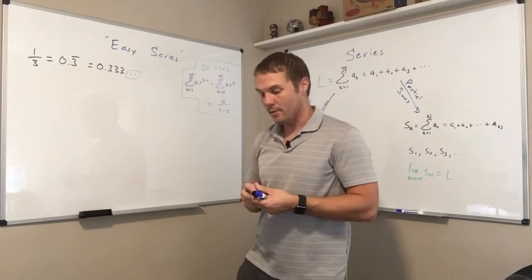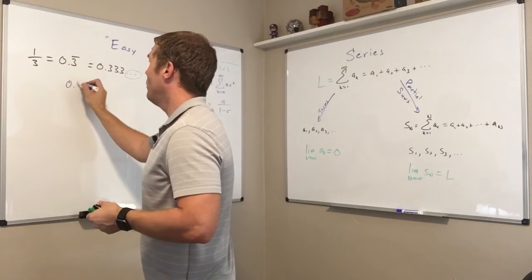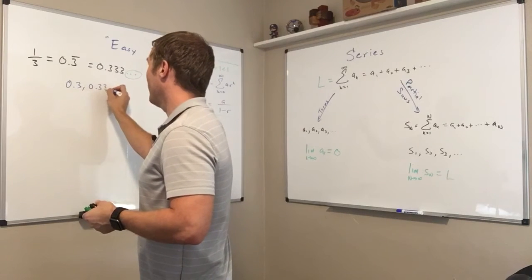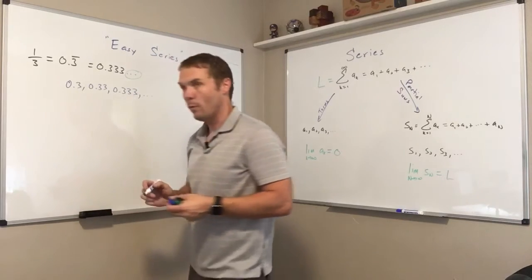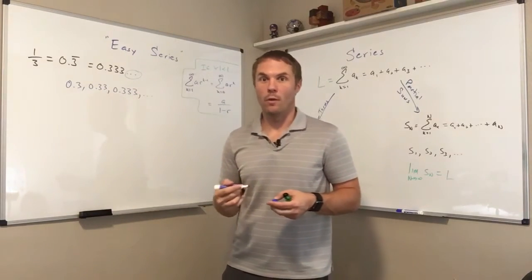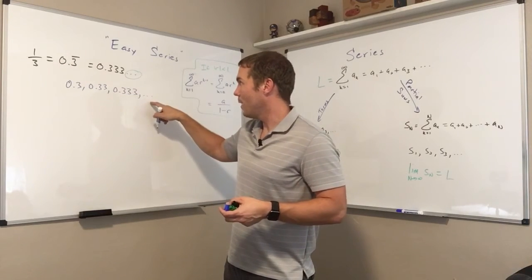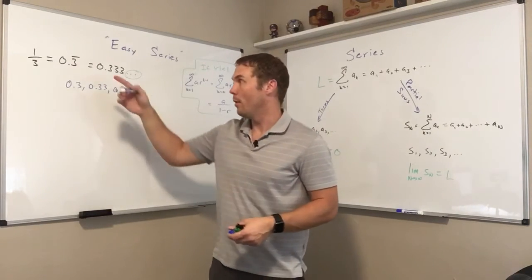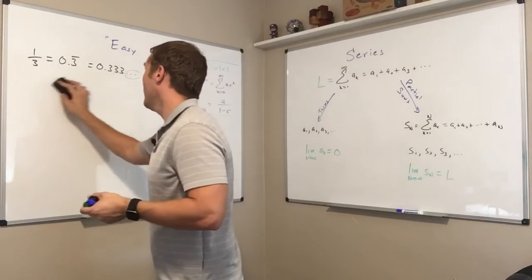The idea is that there are lots of approximations to this. There's 0.3, there's 0.33, there's 0.333, so on and so forth. Each of these is an approximation of 1/3, but none of them actually equal it. It's only if I continue this process on forever do I get to the actual value of 1/3. We can see this through the calculations that I'll show you right now.